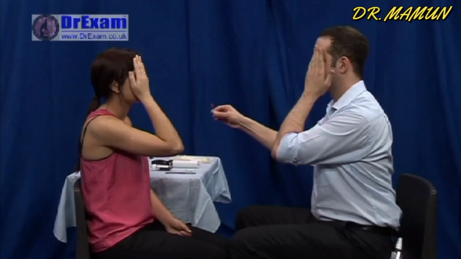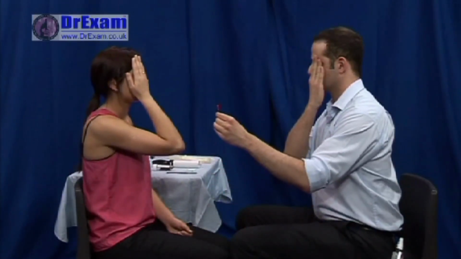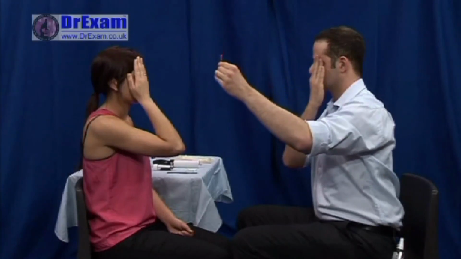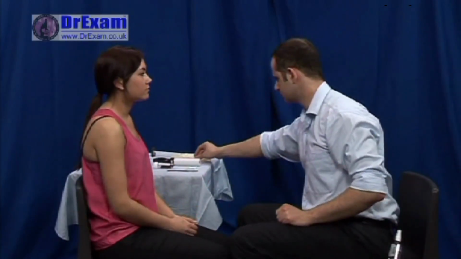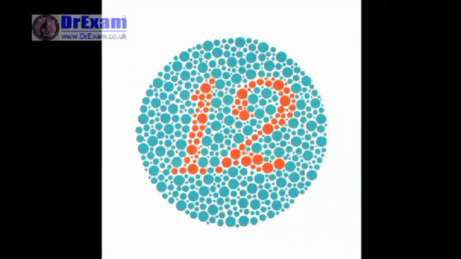Ask the patient to cover one eye, then cover your own, and test each quadrant of the patient's visual fields, ensuring the pin stays in a plane that is equidistant between yourself and the patient at all times. Now test colour vision, testing each eye separately using Ishihara plates.